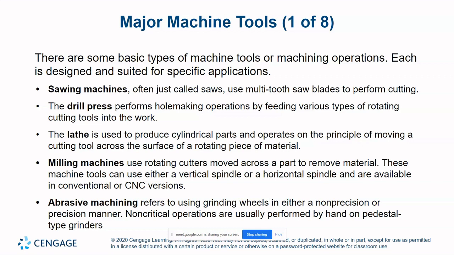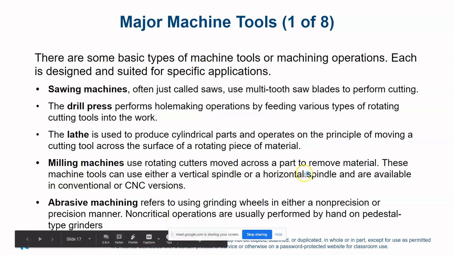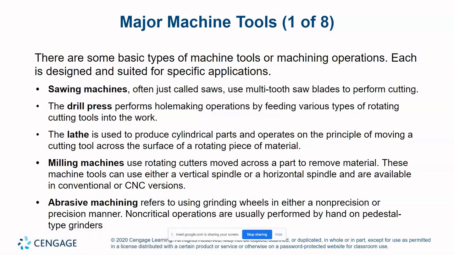Milling machines use rotating cutters moved across a part to remove material. These machine tools can use either a vertical spindle or a horizontal spindle and are available in conventional or CNC versions. We have all of these. We have vertical, we have horizontal, we have conventional, and we have CNC versions here in the shop. Abrasive machining refers to using grinding wheels in either a non-precision or precision manner. Non-critical operations are usually performed by hand on pedestal type grinders. We've got a couple of those here you guys are going to get very familiar with when it comes time to sharpen your tools.